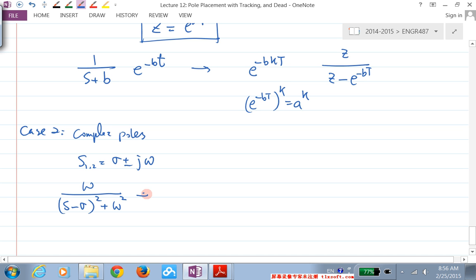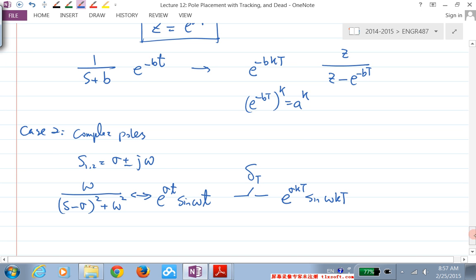Now, if you remember, the inverse Laplace transform for this is e to the power of sigma t times sine omega t. If we do an impulse sampling here, the continuous signal becomes e to the power of sigma kT times sine omega kT.